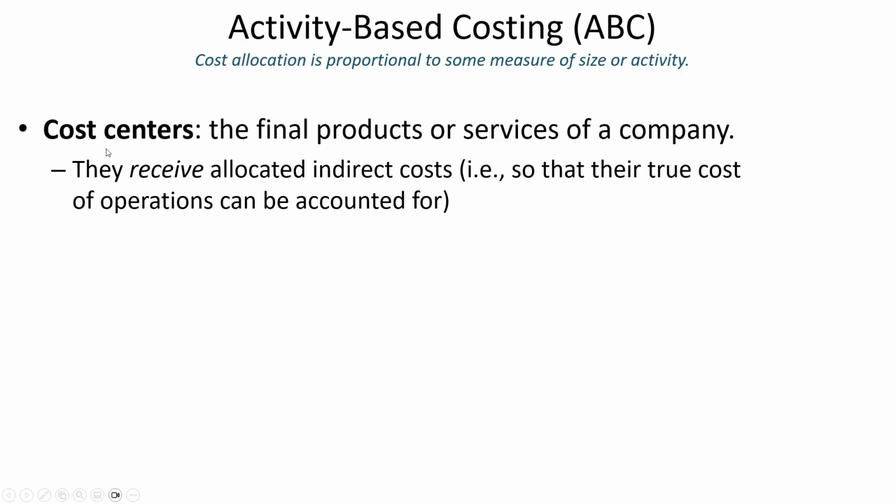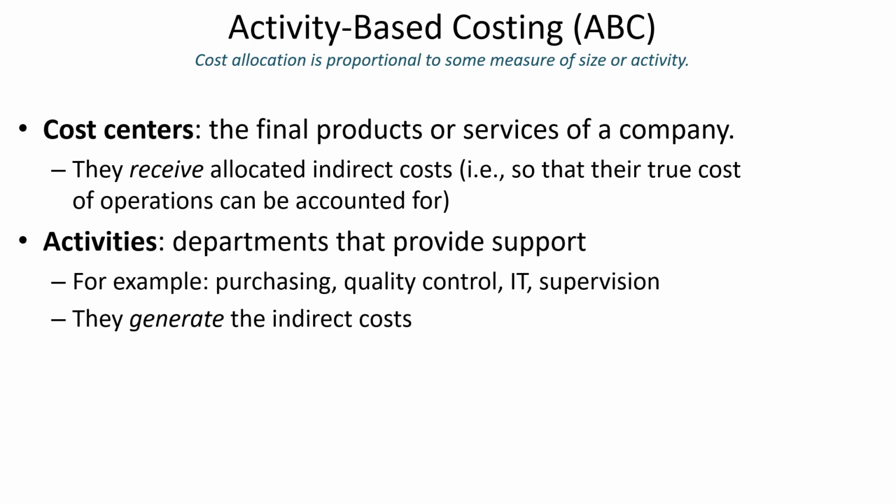So cost centers are the products or services of the company, and they cost your organization something in order to produce. They're going to generate revenue when they're sold, and because they're going to generate revenue, what we do is we allocate indirect costs to those cost centers so that we can charge more than just the direct expenses, so that we can account for all of the costs of producing the certain item.